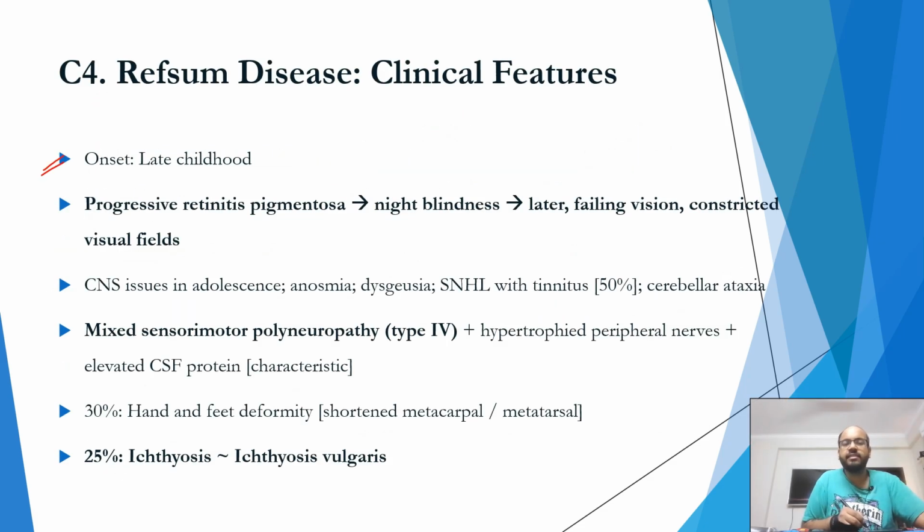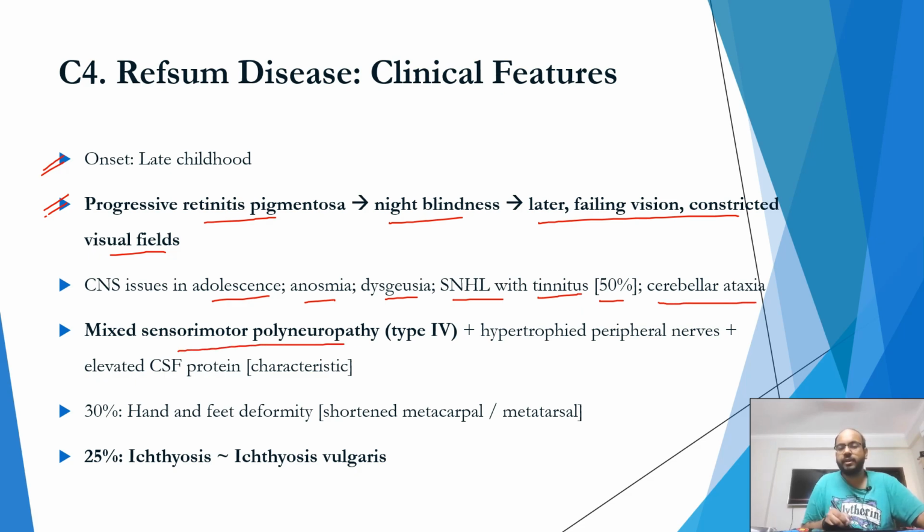The onset is in late childhood. There is progressive retinitis pigmentosa leading to night blindness, and if not controlled, later failing vision and constricted visual fields can be seen. The CNS issues arise majorly in adolescents with anosmia, that is, not being able to smell properly, dysgeusia, that means not being able to taste properly, sensorineural hearing loss with tinnitus in 50% of patients, and cerebellar ataxia. Mild sensory-motor polyneuropathy of type 4 plus hypertrophied peripheral nerves plus elevated CSF protein are characteristic of Refsum.